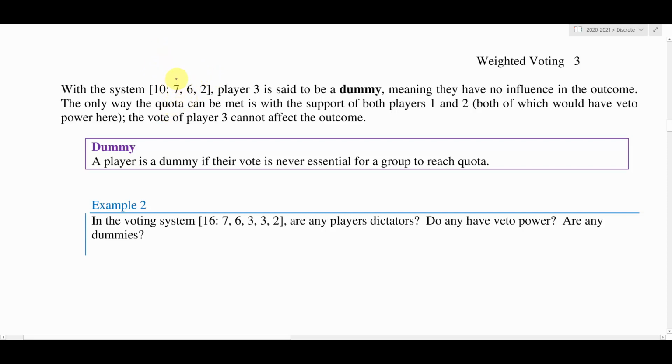2. So let's say player 1 gets on board. He's got 7 votes, and player 3 gets on board. He's got 2 votes. Well, that's only 9, so that's not enough to pass a measure. So player 1 has to get player 2 to join up with him. These 2 guys have to team up if they're going to pass the measure. Even if player 2 and player 3 teamed up, they could only get 8. So the only way they can pass measures is if player 1 and player 2 team up and say, yes, let's make this decision. Even if all 3 of them were to team up, they really don't need player 3. Just the 2 of them would get it done.